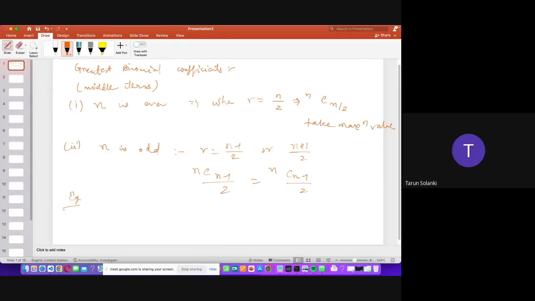Let's look at one example. We have to find the greatest coefficient in the expansion of (1 plus x) to the power 2n. Here we know the greatest coefficient is the coefficient of the middle term, so it becomes 2nCn, that is equal to 1 into 3 into 5 up to (2n minus 1) divided by n factorial, multiplied by 2 to the power n. So this becomes your answer.